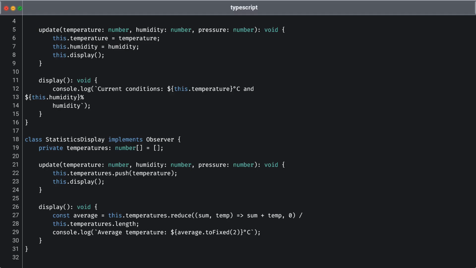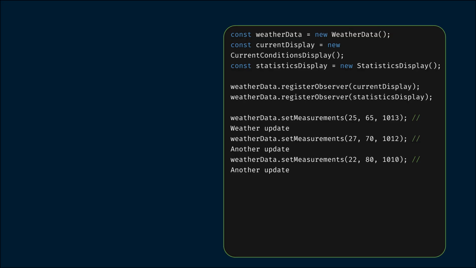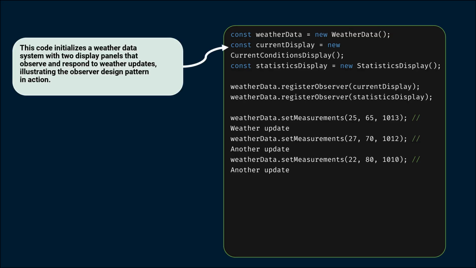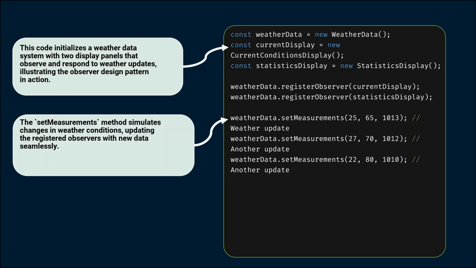Now let's implement the following code to see our weatherData class in action along with the observer displays. We begin by creating an instance of weatherData, which will serve as our subject, responsible for managing the observers and notifying them about weather updates. Subsequently, we instantiate two observers, CurrentConditionsDisplay and StatisticsDisplay. These display units will be registered with the weatherData instance to observe changes in weather conditions.